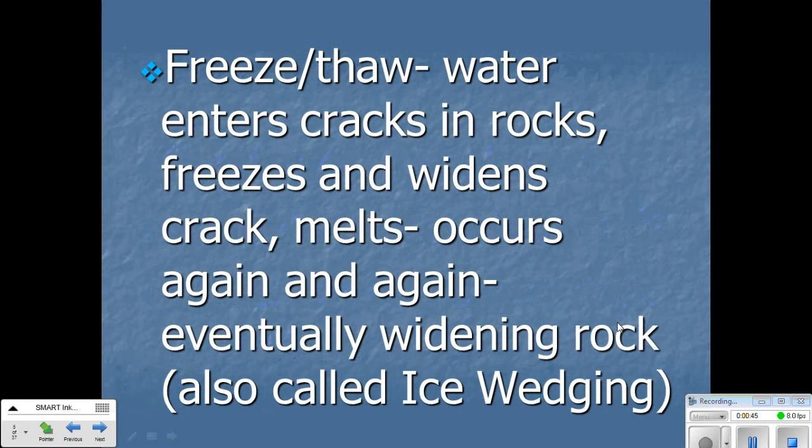There's the freeze-thaw way of weathering, which is when water enters cracks in rocks, freezes and widens the crack, and then melts. And it occurs over and over and over again. Eventually, it's going to widen that little crack in the rock, which can also be called ice wedging. If you think about when you put an ice cube tray in the freezer, if you fill it up too full, when the ice expands from the water freezing, it's not going to be individual cubes anymore because it will have frozen completely together from the water expanding above the individual little cups for the ice. So we know water expands when it freezes, which is how these cracks in the rock get pulled into larger cracks.